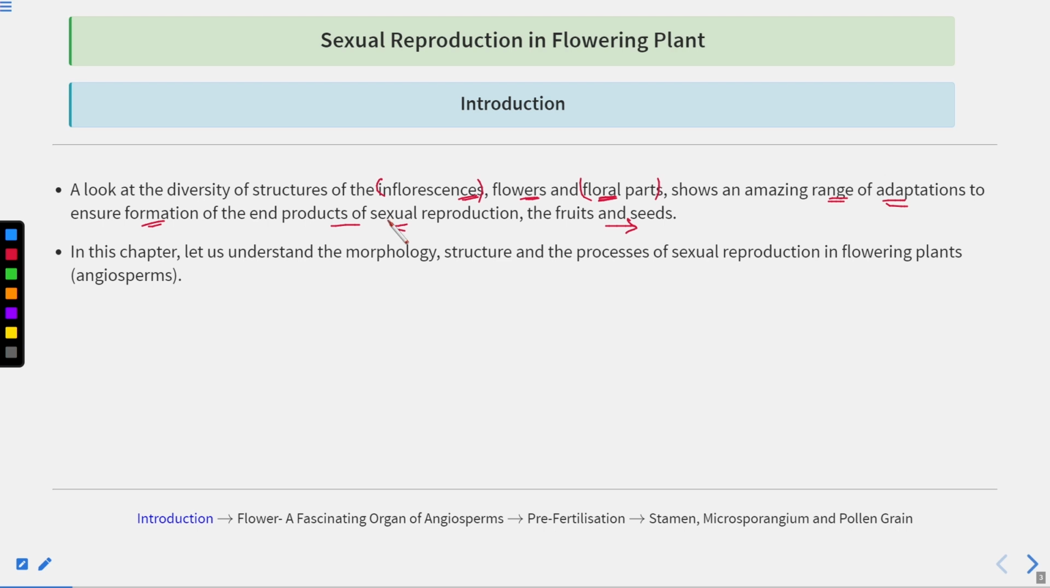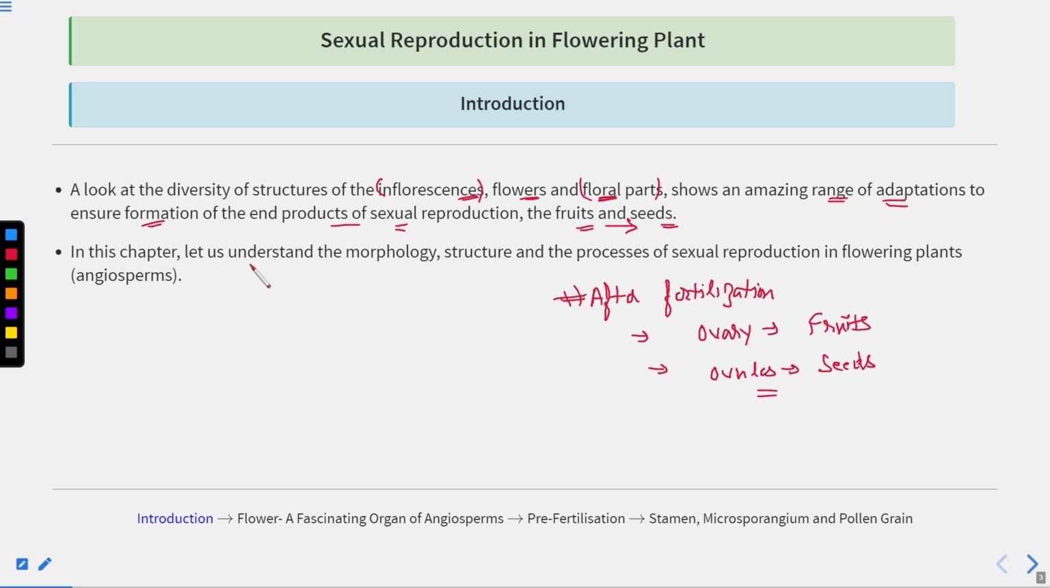What is the end product of sexual reproduction? It is the fruit and the seeds. We'll study later on that after fertilization, what happens? The ovary develops into fruits and the ovule develops into seeds. All right, clear? We'll study about this later, how the ovary develops into fruit and how ovules develop into seeds. So these are the end products of sexual reproduction.